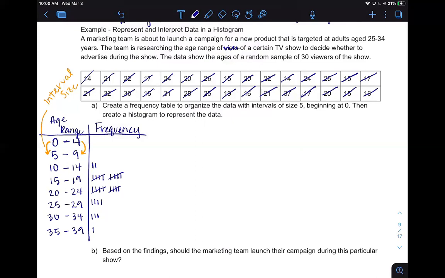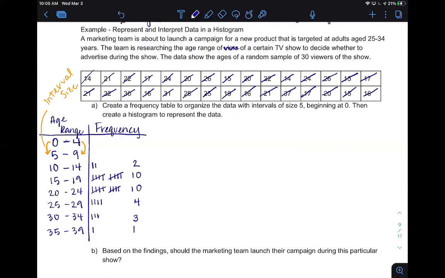Okay, once you've finished your tallies, count up how many there are. So from 0 to 4, we don't have any, so I'm just going to leave it blank. 5 to 9, we don't have any. How many from 10 to 14? 2. 15 to 19? 10. 20 to 24? 10. 25 to 29? 4. 30 to 34? 3. And 35 to 39? 1.